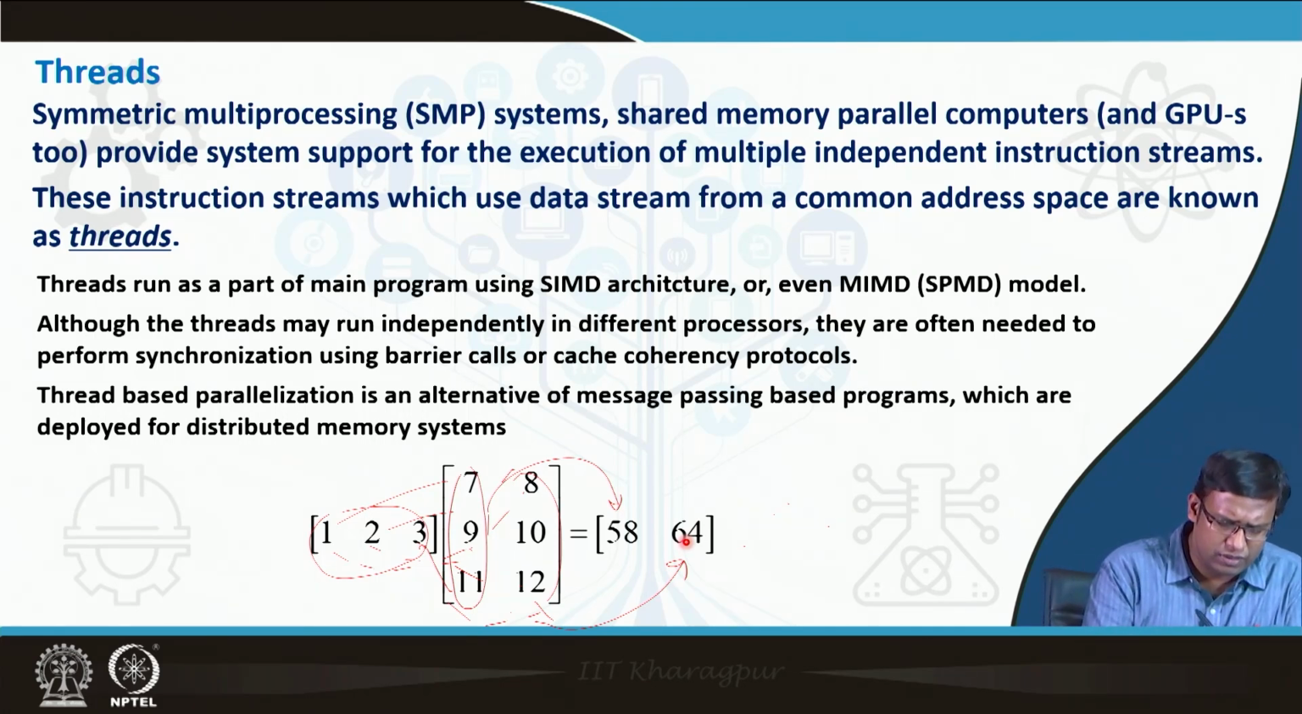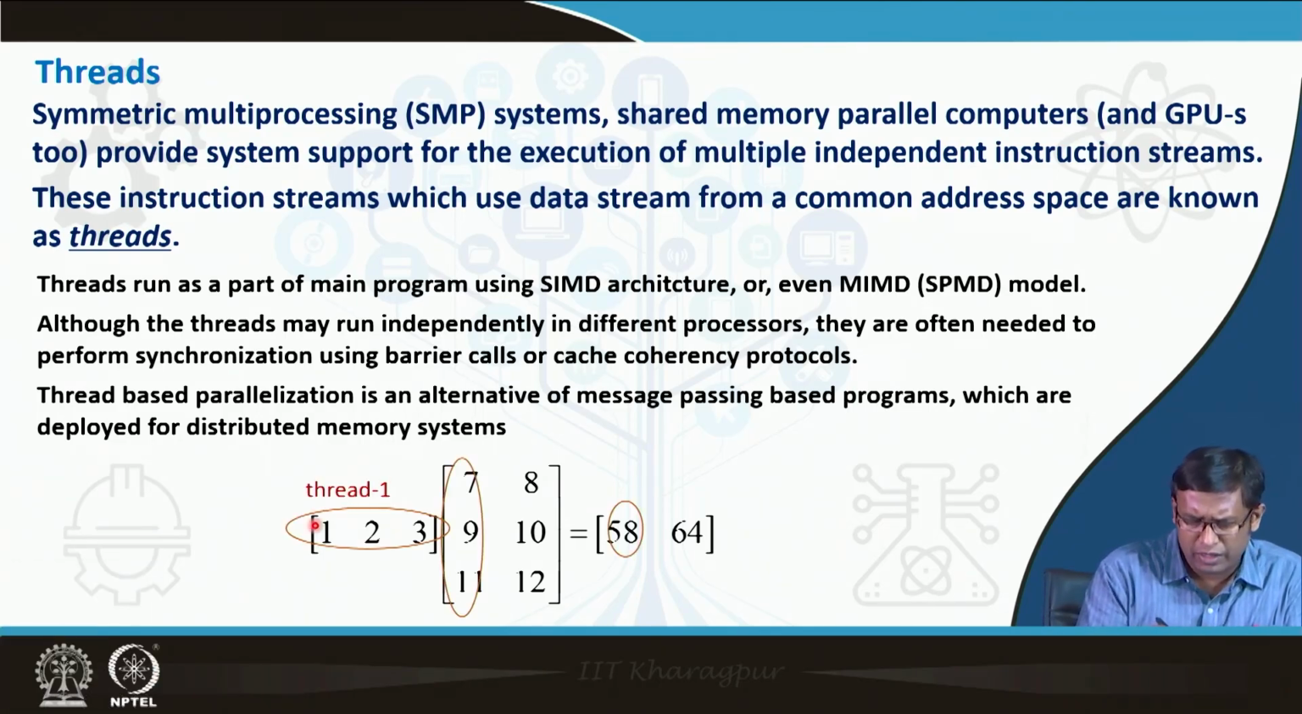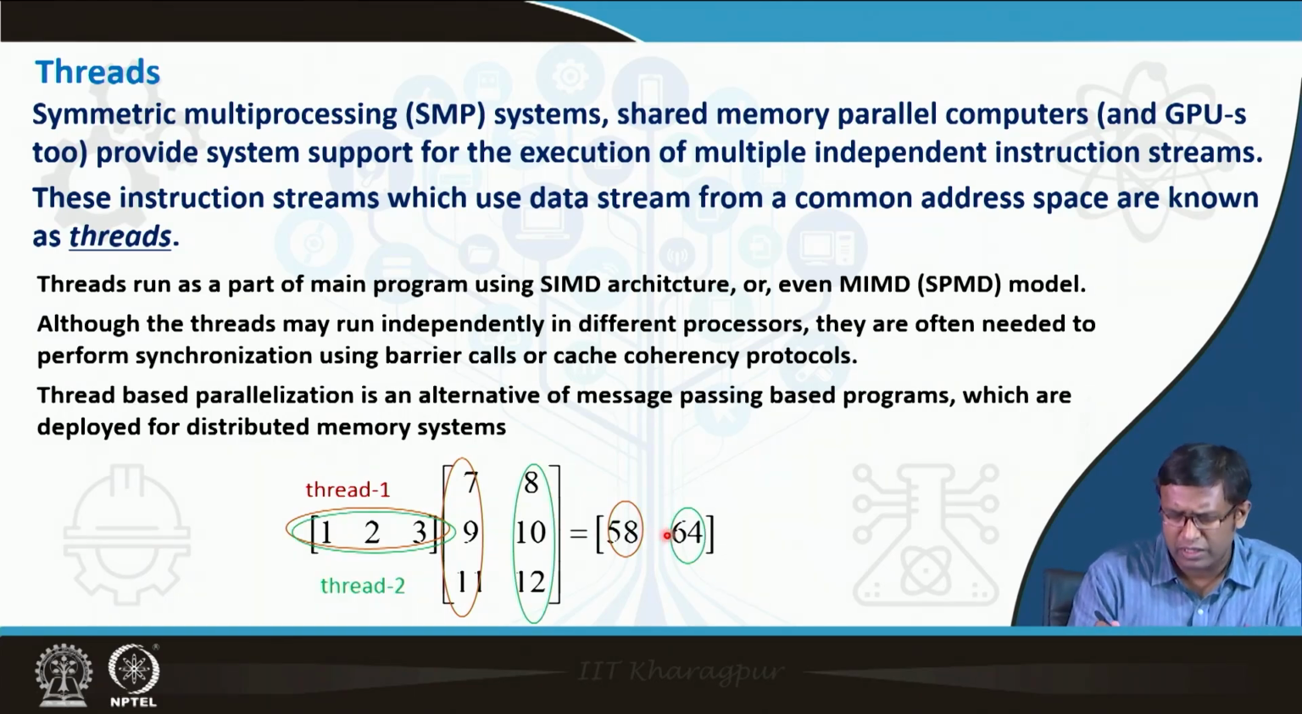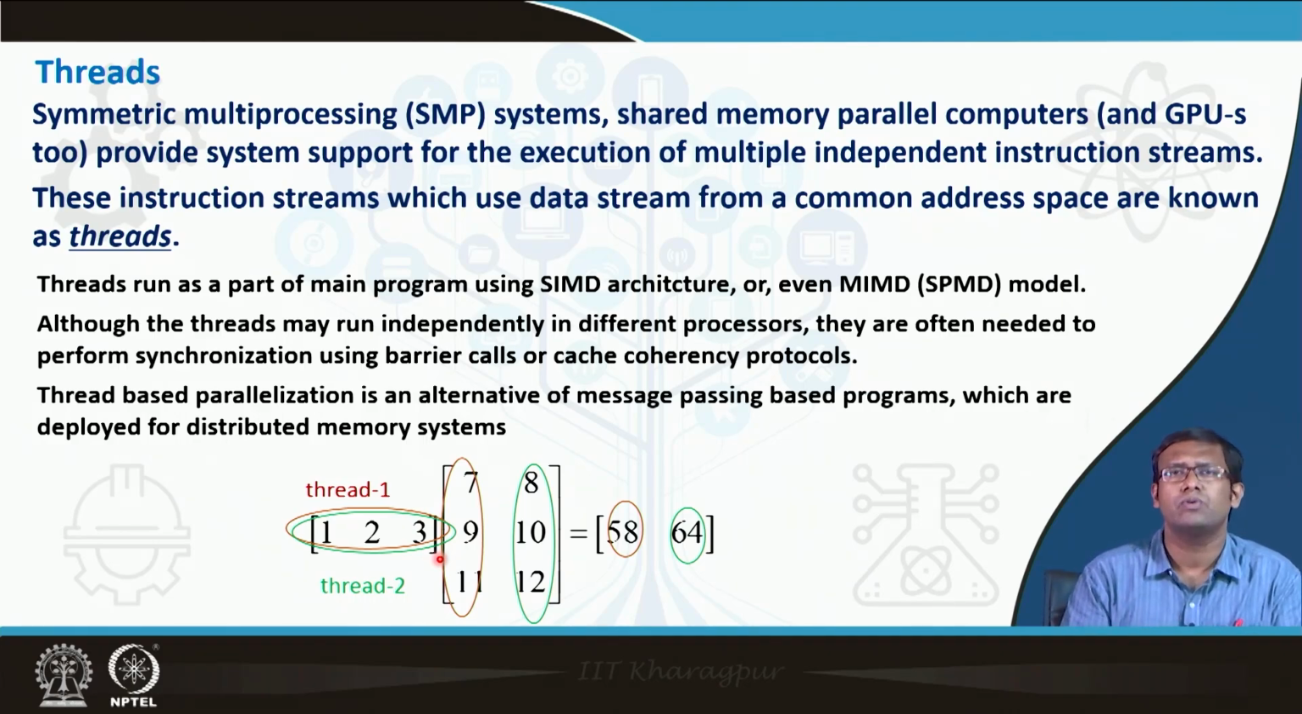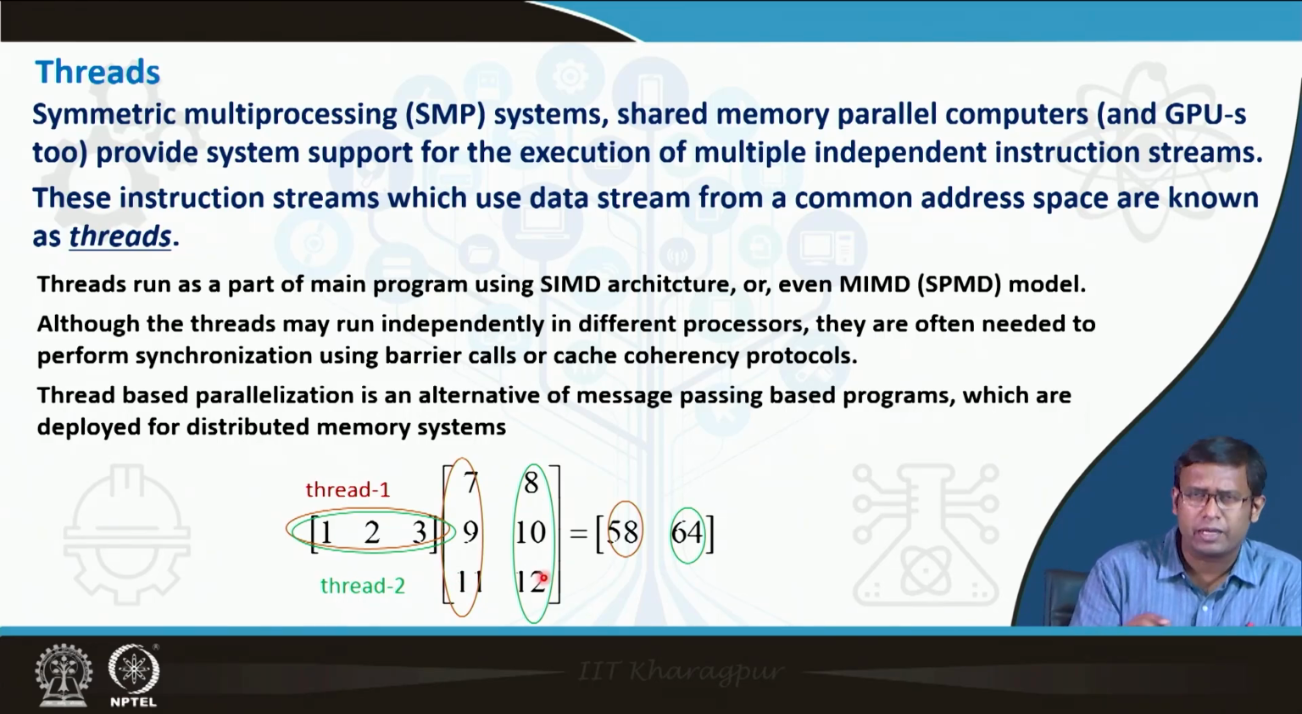First thread will multiply this row with the first column, and this will be the output, and the second thread will do the same for the second column. So these two elements can be obtained in parallel if we run two threads in two different processors. So this is an example of thread parallelism, where these two are obtained by operating over two columns of one of the input data, and these operations can be done independently.